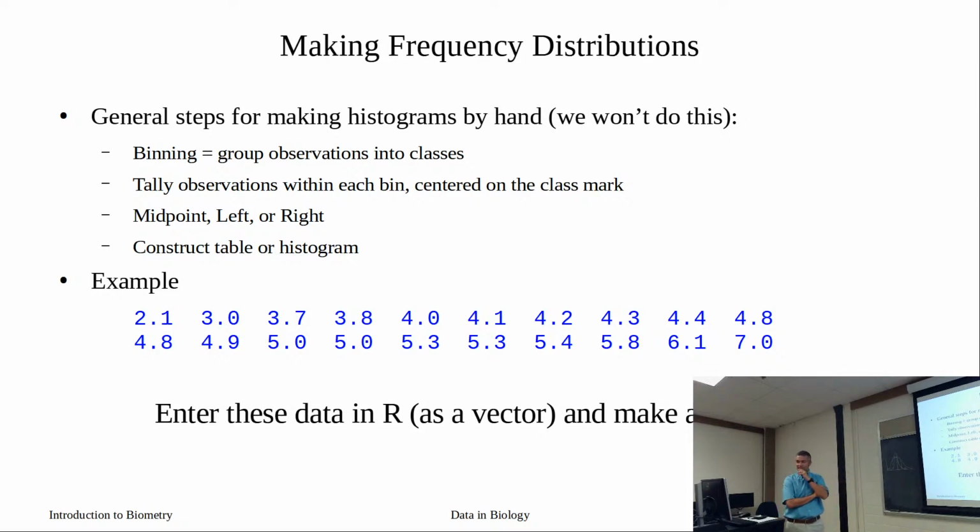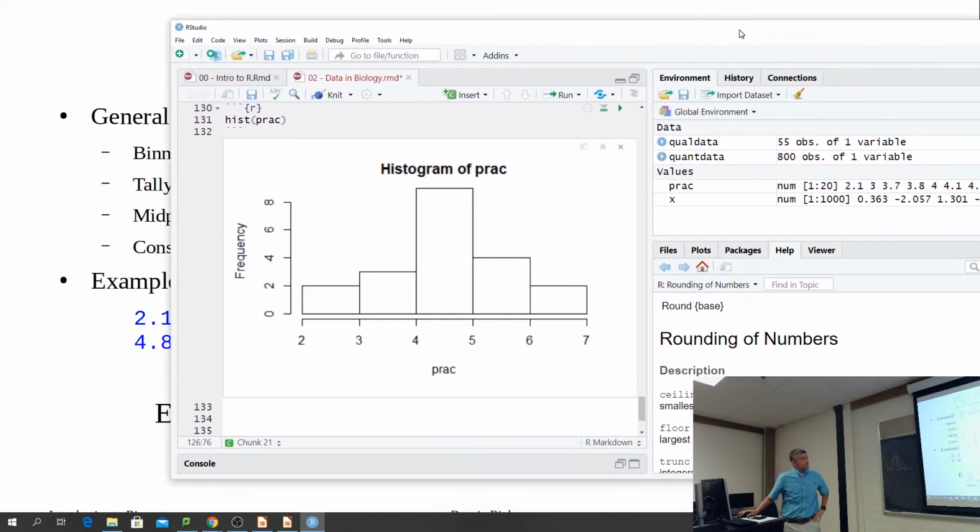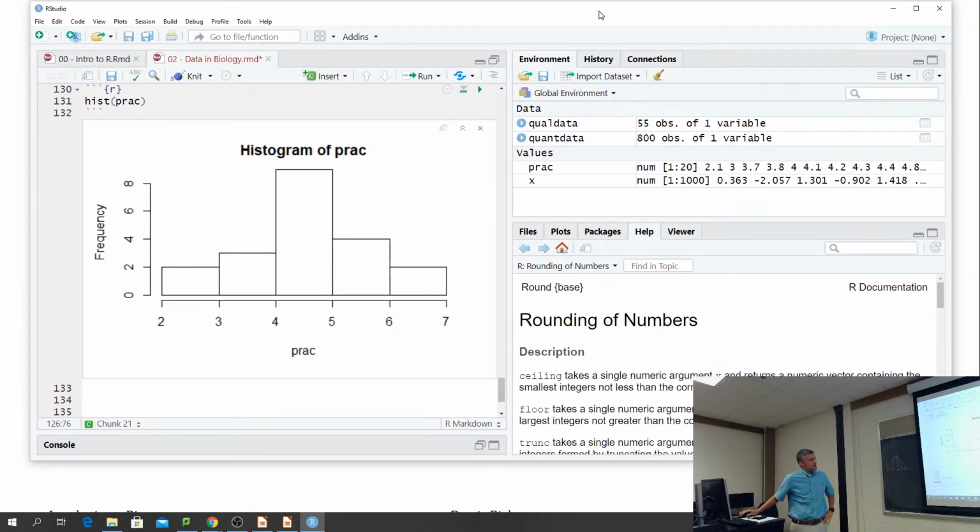What did you call it? Call it anything you want. I called mine prac, P-R-A-C. And then once we have that vector, what do we do? We issue the hist command, right? Issue the hist function. So here's mine. Hopefully yours look just like that.